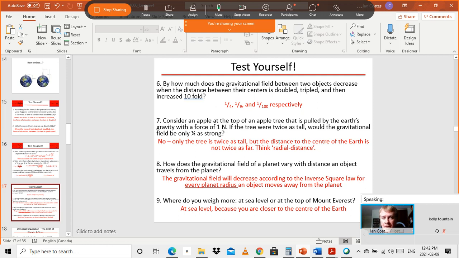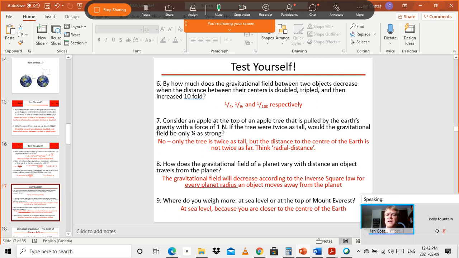All right, 7. Consider an apple on the top of an apple tree that is pulled by the Earth's gravity with a force of 1 Newton. If the tree was twice as tall, would the gravitational field be only 1/4 as strong? No. What the question is asking is, if I double the size of the apple tree, am I decreasing the gravitational force by a factor of 1/4?